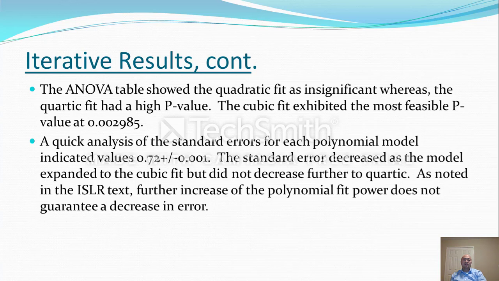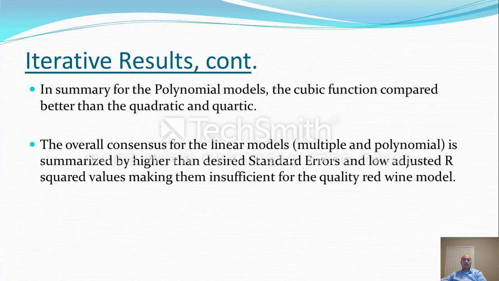As noted in the ISLR text, a further increase of the polynomial fit power does not guarantee a decrease in error. In summary, for the polynomial models, the cubic function compared better than the quadratic and quartic. The overall consensus for the linear models, including multiple and polynomial, is summarized by a higher than desired standard error and low adjusted R-squared values, making them insufficient for the quality red wine model.